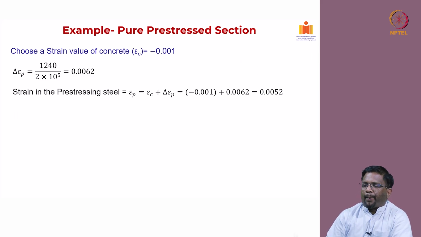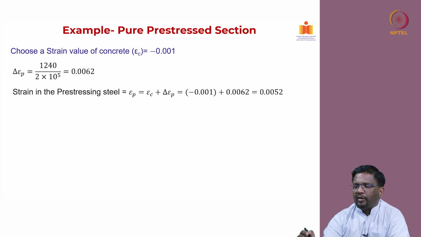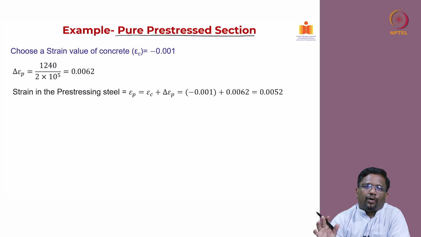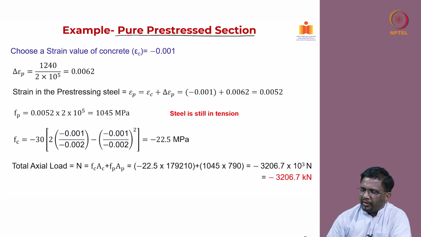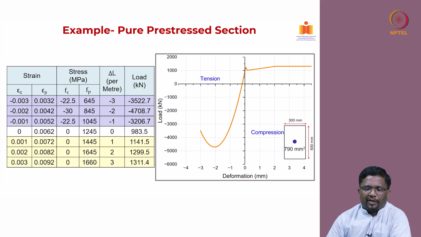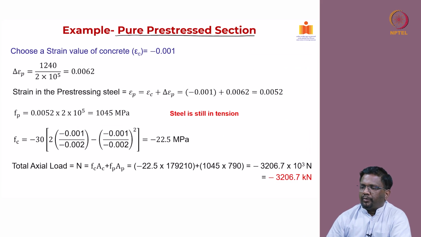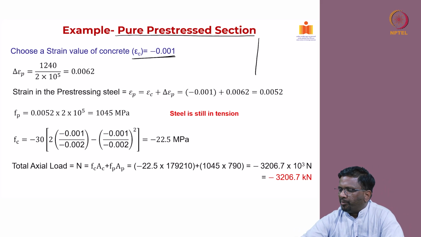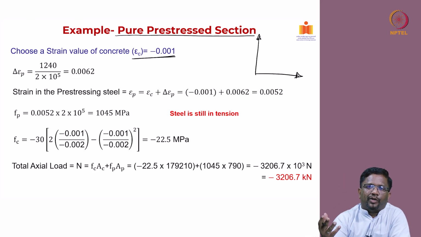Now, let us repeat the same problem for a pure prestressed section. This section does not have any non-prestressed steel, only prestressed steel with AP, as we have seen. This is 790 mm square. For the same cross section, let us choose a concrete strain value of 0.001, again in compression. We are doing the calculation only for compression, but you can easily create an Excel sheet and do it for tension as well.